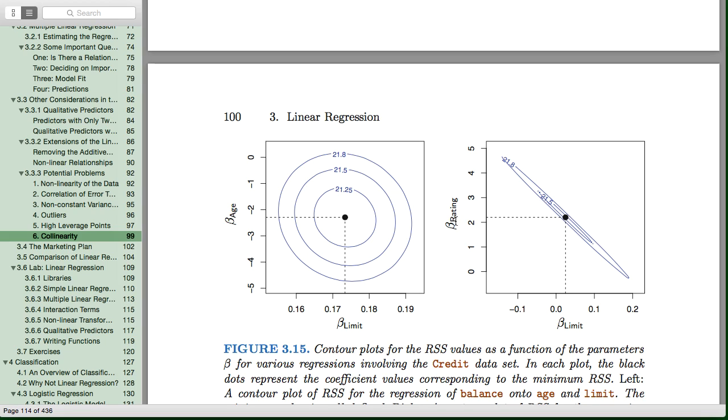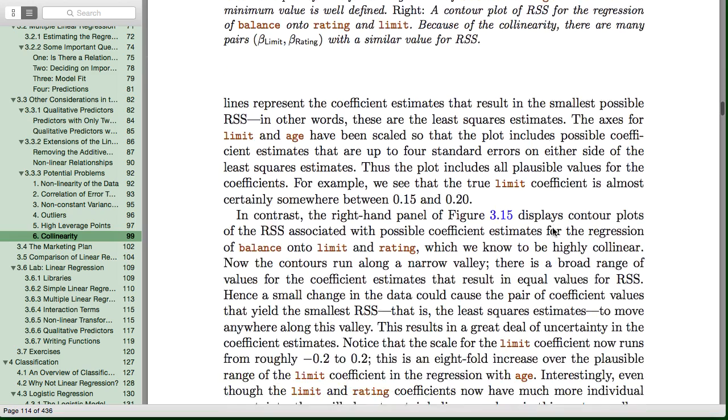On the other hand, rating and limit we just saw above are highly collinear, and here's the same kind of map for them. It is not at all obvious where the minimum RSS is, because this value here is almost the same as this value over here, almost the same as this value over here. This is highly unstable. There's very little room for error here. So this is a case where we suspect a high degree of collinearity that may be problematic.